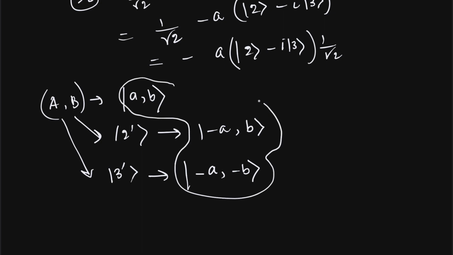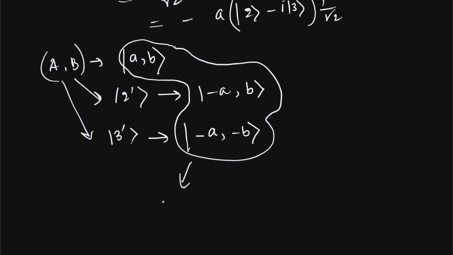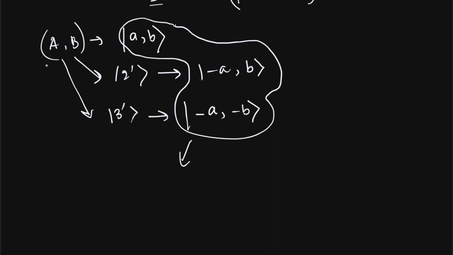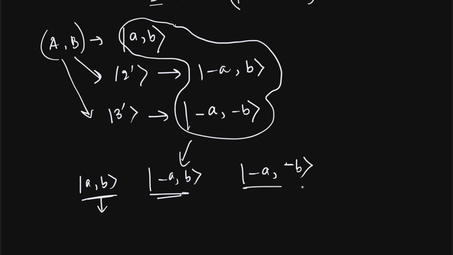That means we can specify the three eigenkets completely differently. Now our eigenkets can be specified by the eigenvalues of both operators A and B. The first is a, b; the second is minus a, b; and the last is minus a, minus b. So we can specify the three simultaneous eigenkets of the A and B operators by their eigenvalues. So we have done question 23.